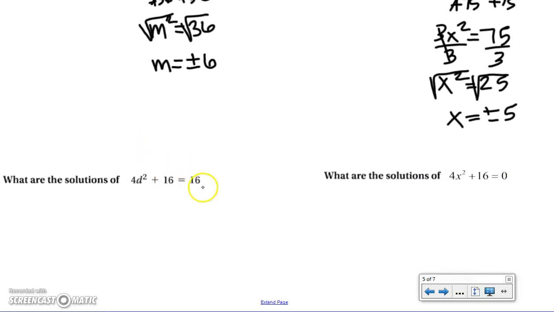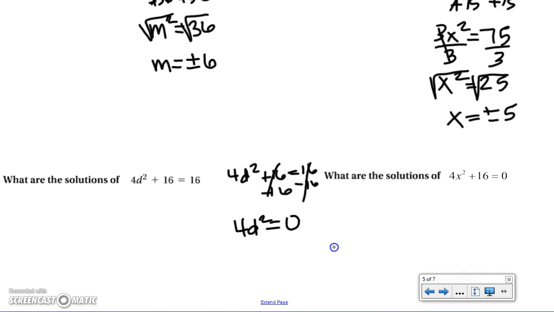If you notice on this one, it's actually not set equal to 0. I'll do this work on the side. We could go ahead and get it set equal to 0 by subtracting the 16 over to this side. That way we would get a 0 on this side. But if you notice, that's actually happening on both sides. I am subtracting 16, so it's going to cancel on both sides. So when I do that, I do get 4d squared equals 0. It is now equal to 0, and I can continue solving for d.